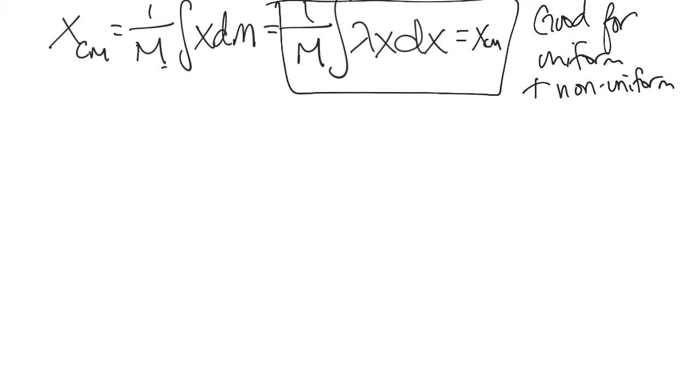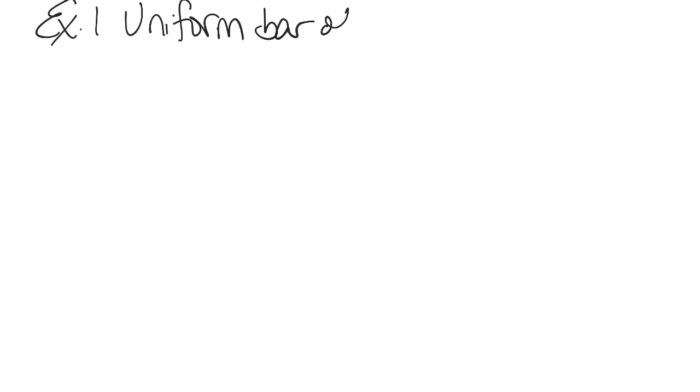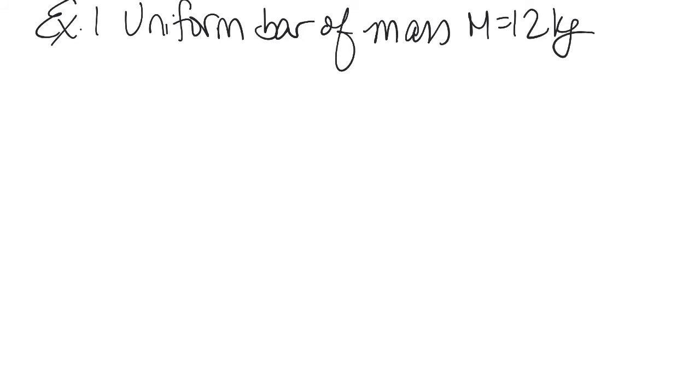Because the only difference is if it's uniform, then lambda's constant and it just gets pulled out. If it's not uniform, then lambda is just a function of x and it just gets integrated in the thing. Okay, so let's do an example. So let's do a uniform bar of mass M is 12 kilograms and length 3 meters.